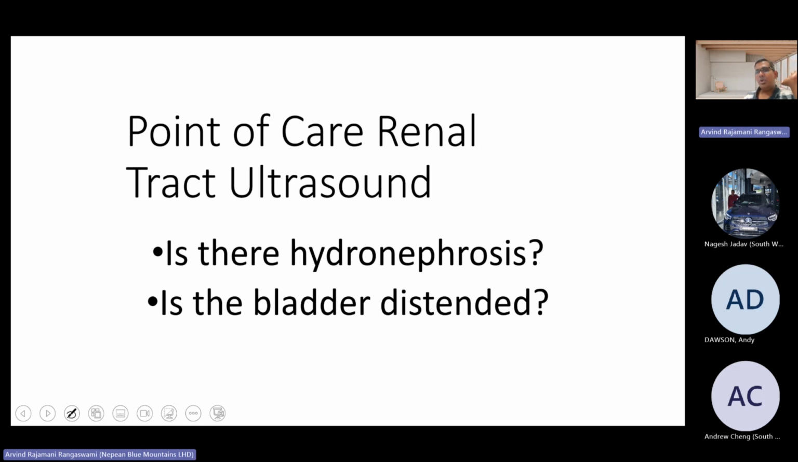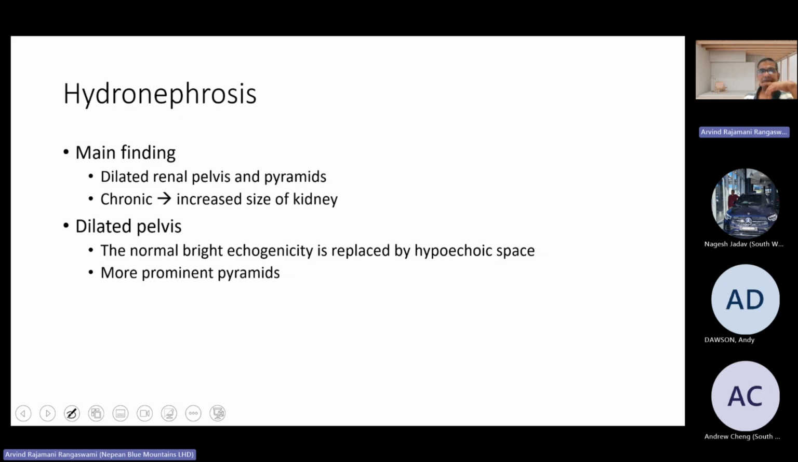The main things that you want to know in renal tract ultrasound, just two questions. You want to know whether there is hydronephrosis. And second, if there is hydronephrosis but the bladder is distended, it means that there is a bladder outlet obstruction, which will simply be resolved by inserting an indwelling catheter. So just these two questions. You don't have to complicate things. So is there evidence of hydronephrosis? And secondly, is there evidence of a bladder outlet obstruction as a cause of the obstructive uropathy?